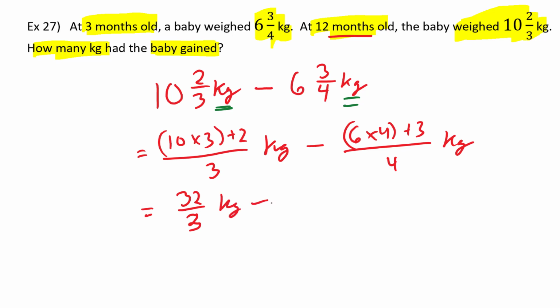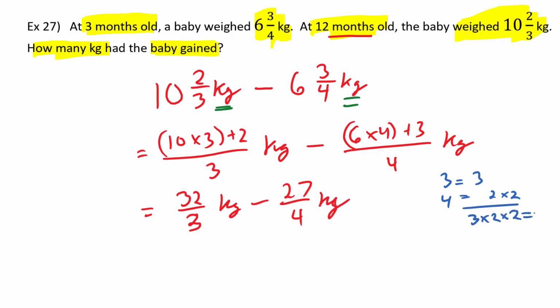6 times 4 is 24 plus 3 is 27. So now we have them both as improper fractions. Next up, find the lowest common denominator between 3 and 4. 3 is a prime number. 4 is not a prime number. In the end, it's just going to be 12.